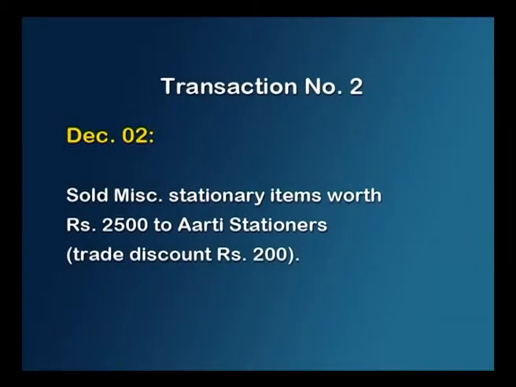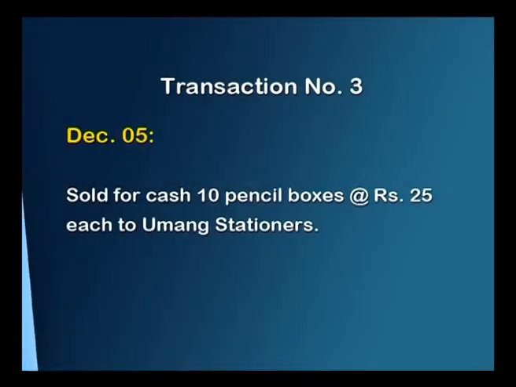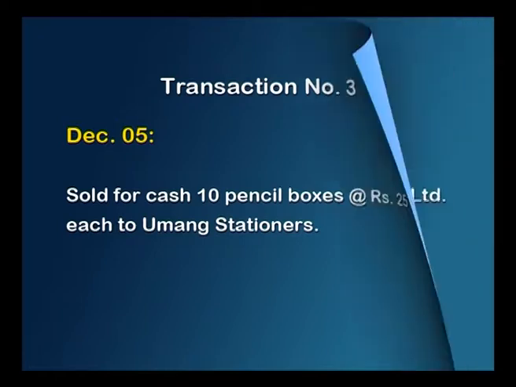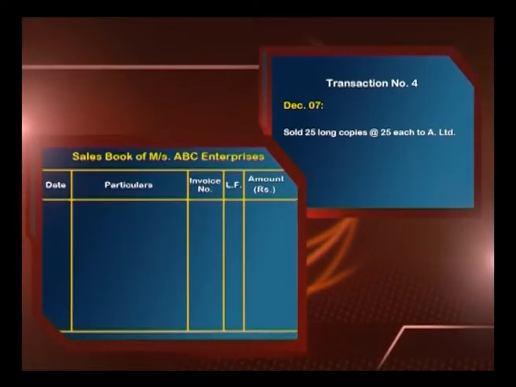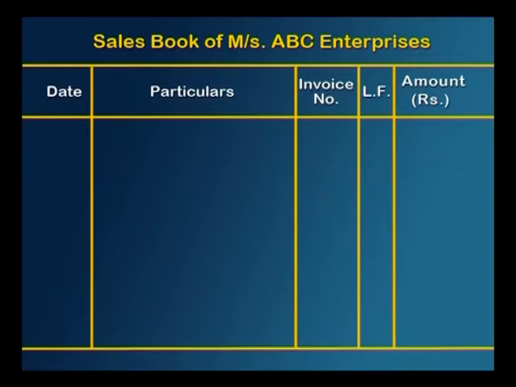December 2nd, the next transaction, it sold miscellaneous stationery items worth rupees 2500 to Aarti Stationers and gave a trade discount of 200 rupees. December 5, it sold for cash 10 pencil boxes at the rate of rupees 25 each to Umang Stationers. And the last transaction, December 7, it sold 25 long copies at the rate of 25 each to A Limited. Now, let us have a look into the sales book of Messrs ABC Enterprises.